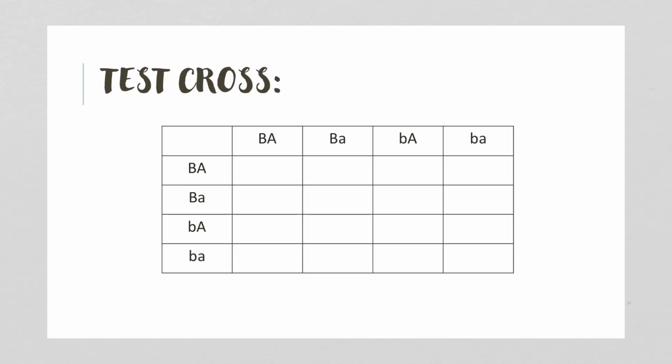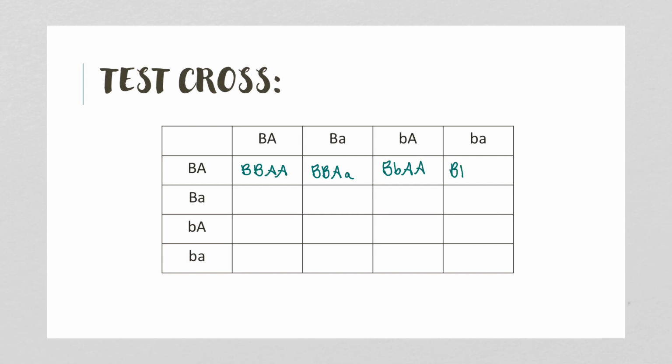As you can see, the test cross is a lot bigger. Now we need to have 16 cells instead of 4. So we're going to fill this one out. I'll pick my color. The first cell is big B, big B, big A, big A. Big B, big B, big A, little a. Big B, little b, big A, big A.